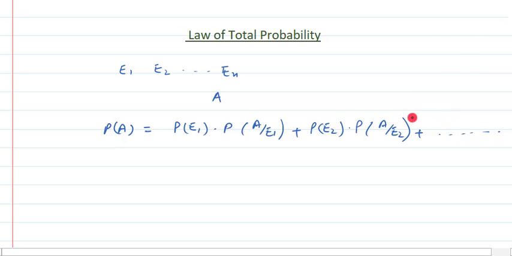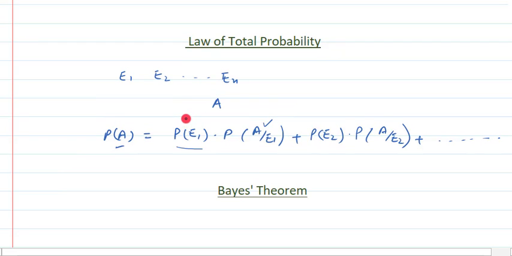And this is nothing but simply, as I just explained in the example, that one of the events has happened and then conditional happening of another event is multiplied by the previous occurrence of the event. And this can be given by the addition of such events which are mutually exclusive, exhaustive, and having their probabilities as non-zero. Now let us discuss Bayes theorem.